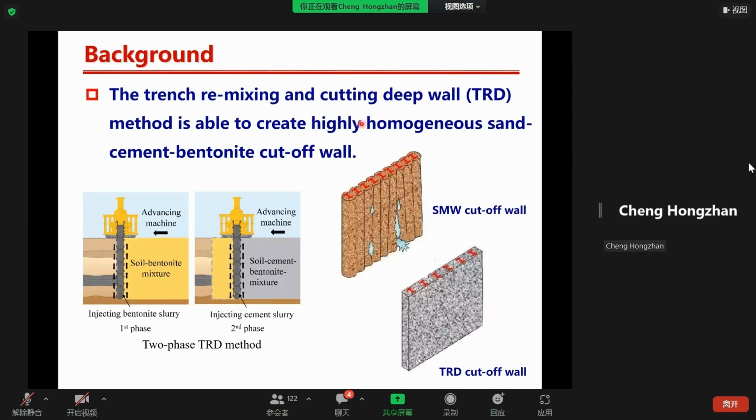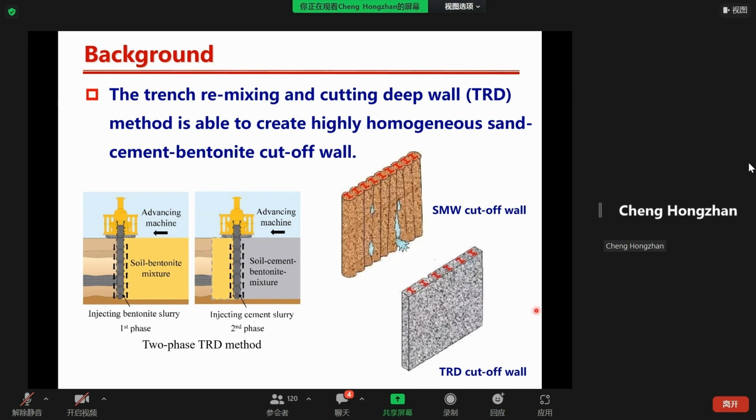The trench remixing and cutting deep wall (TRD) method is able to create highly homogeneous soil cement bentonite cut walls compared to other in situ mixing methods like the deep mixing methods. In general, the TRD cut wall can be constructed using the one-phase method or the two-phase method, as shown in this picture. In the left figure, it's the two-phase TRD method.